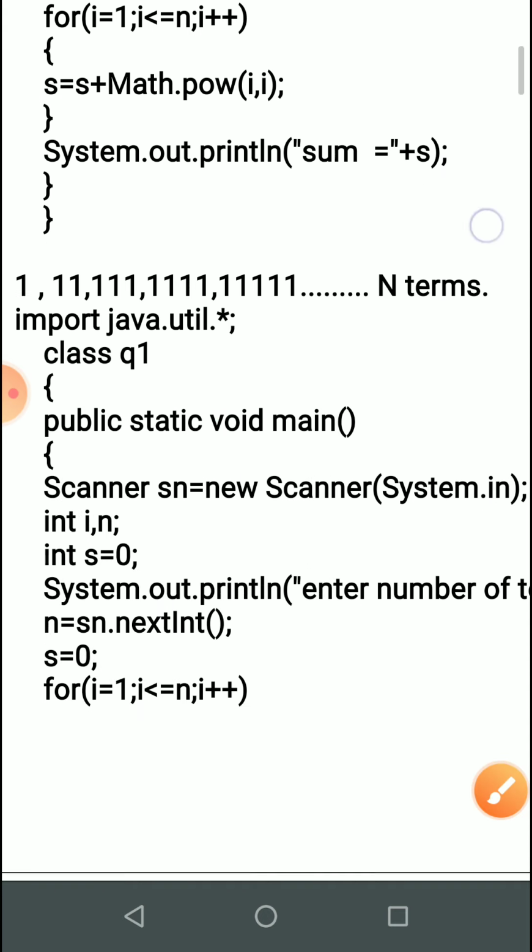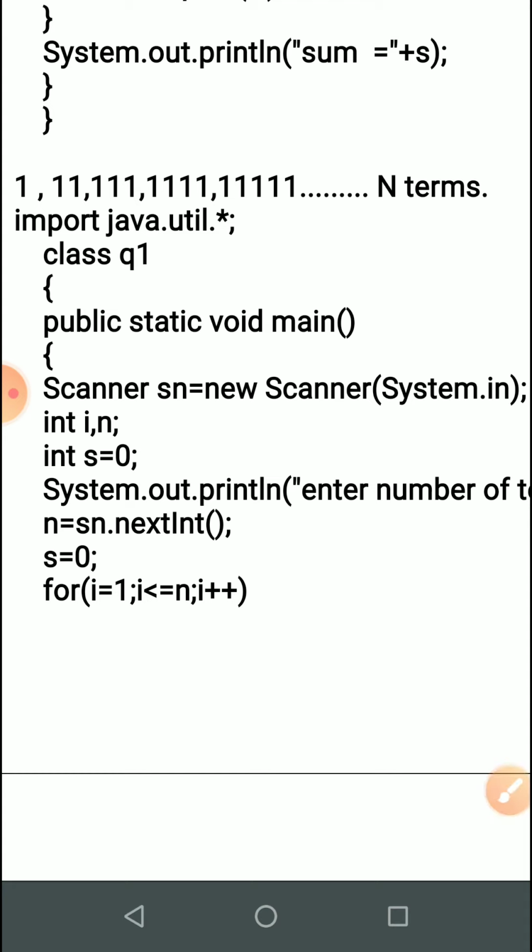Now the second series: 1, 11, 111 and so on. Before writing the program, we must always think of how the series is progressing. The first term is 1, the second term is 11, the third term is 111. So we have to find the relation which is common to all terms. It's not only the first two terms we have to see and be satisfied.